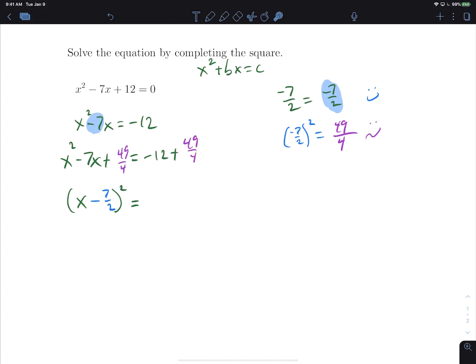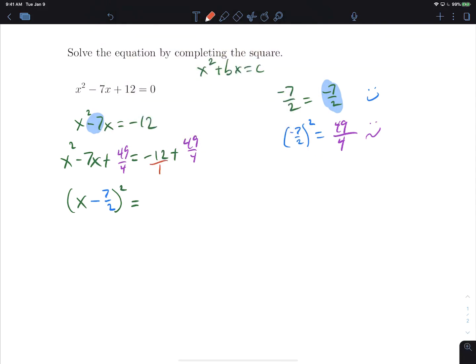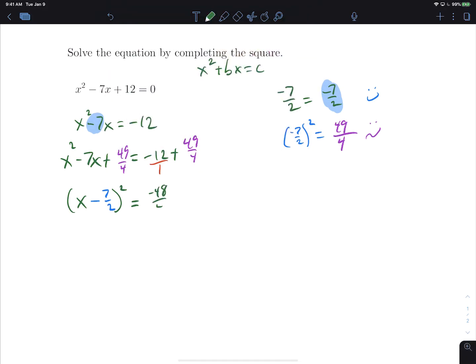But notice that we can write the negative 12 as negative 12 over 1. So the common denominator here, because we're adding, is going to be 4, which means that we're going to get negative 48 over 4 plus 49 over 4. And notice negative 48 plus 49 is just 1, so this is going to give me x minus 7 halves squared is equal to 1/4. And at this point, we just use the square root property.